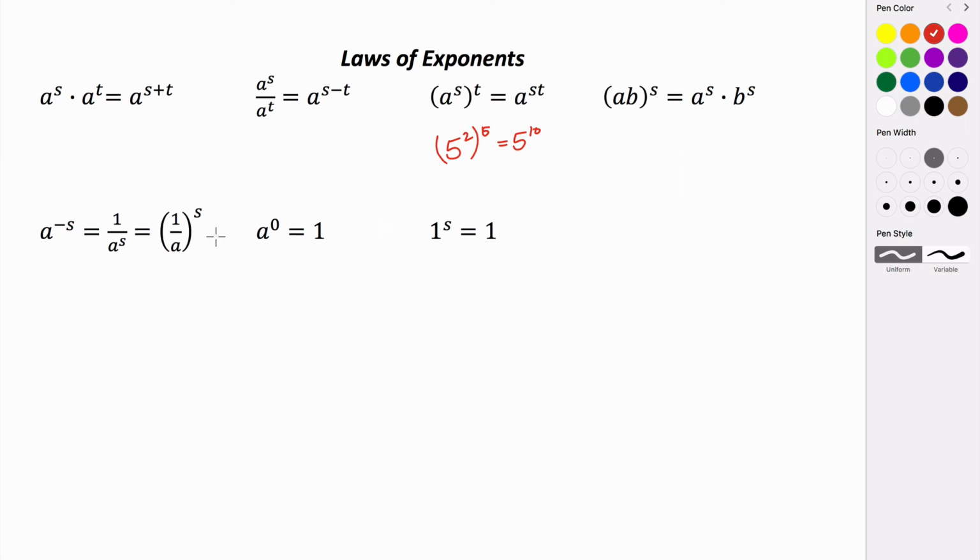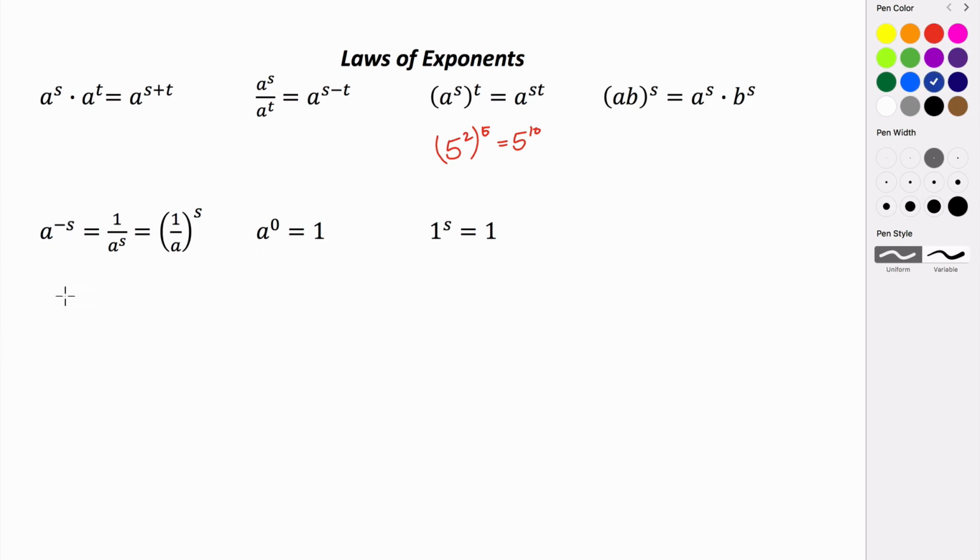And then in this one, a negative exponent. Negative exponents are often the ones that are going to trip up people most of the time. A lot of times we think that this makes our base negative, but in fact what it does is it actually gives us the reciprocal of the base. So a to the negative s is equal to 1 over a to the s. Or you could think of it as being the entire quantity, the reciprocal of our base, raised to the s power. And this works both when it's in the numerator and the denominator.